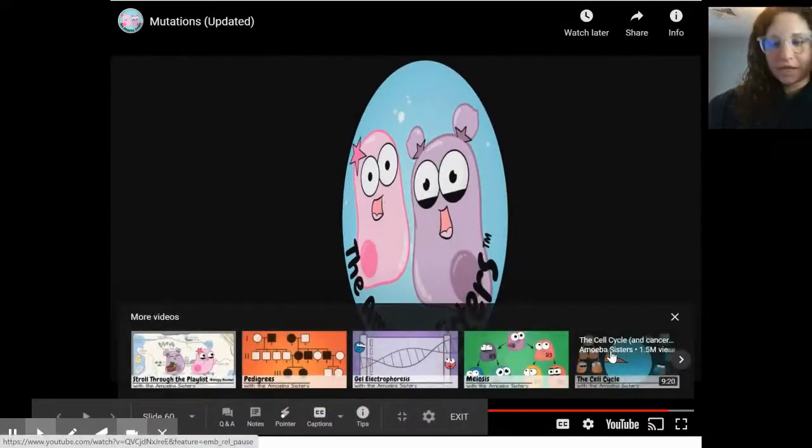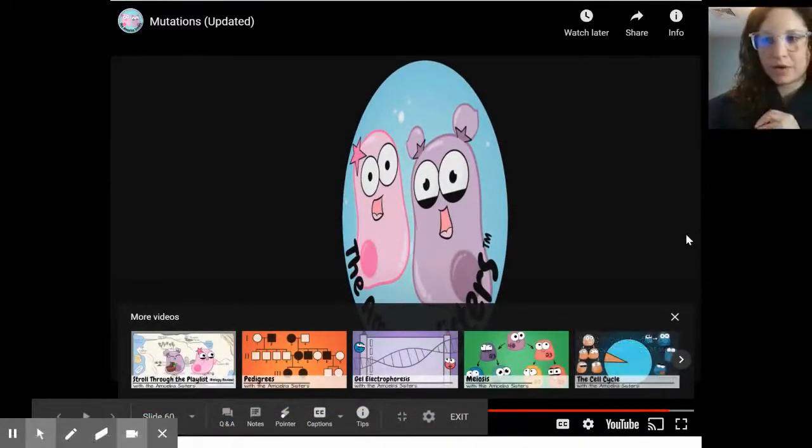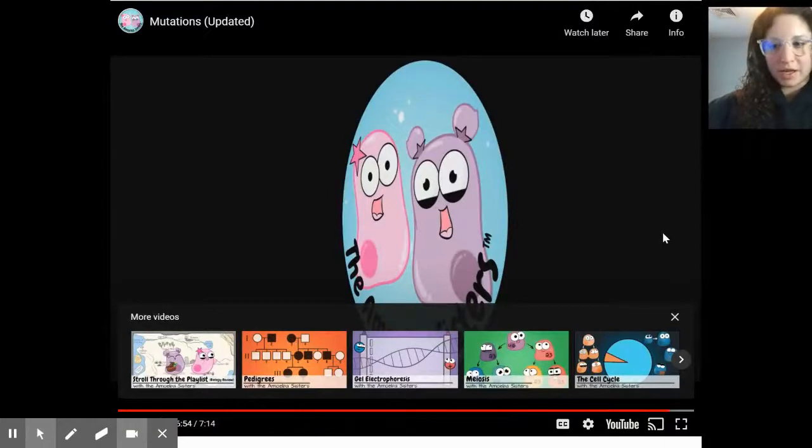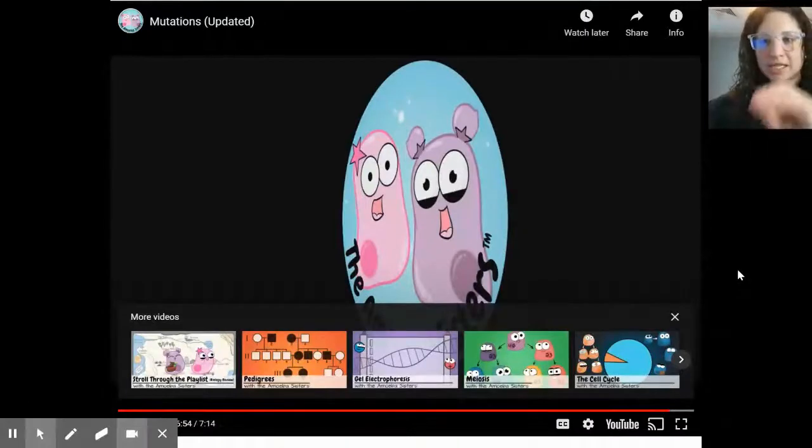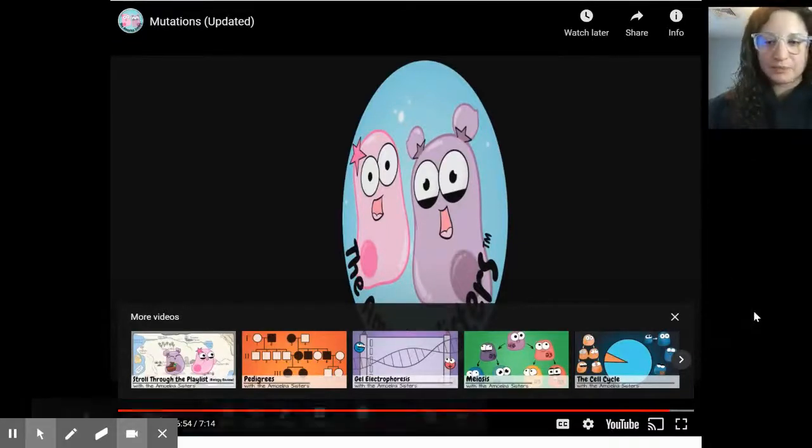All right, so I know they just threw a lot of information at you. We're going to go through that information right now and talk about these different types of mutations that the Amoeba Sisters were talking about. So hopefully that gave you a good visual, number one, of how the mutation occurs in the DNA, and then how that mutation actually shows through in the phenotype when we go through the transcription and translation process.